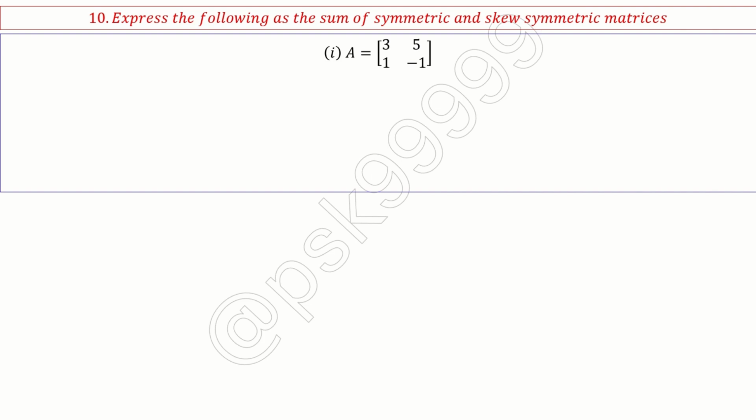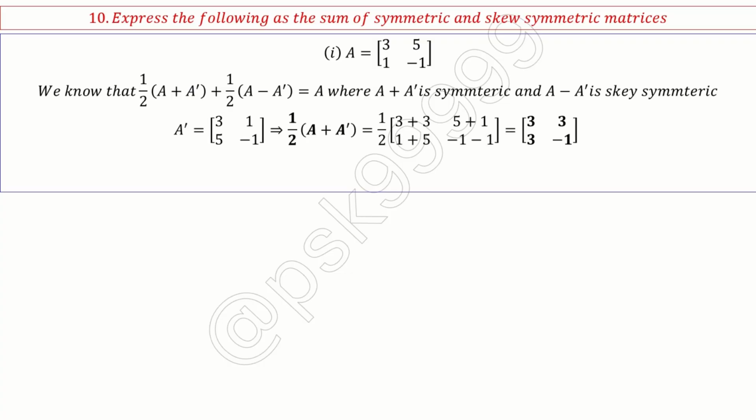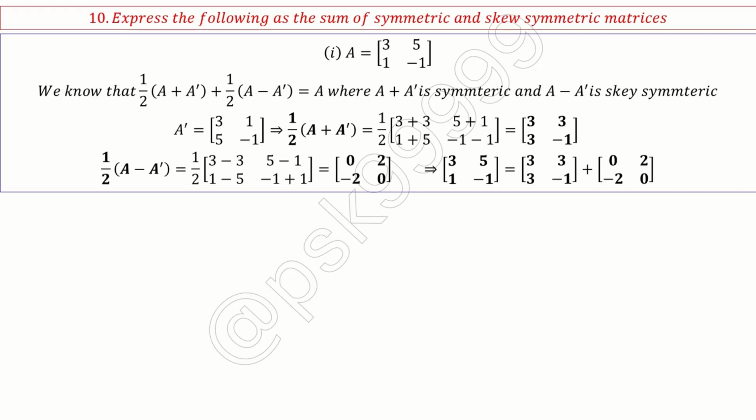A is given. You should express in terms of half into A plus A transpose plus half into A minus A transpose. That's it. So first, half into A plus A transpose is 3, 3, 3, minus 1. Half into A minus A transpose is equal to 0, 2, minus 2, 0. Now I can verify that the sum of these two is equal to the original matrix, which is 3, 5, 1, minus 1. Correct? So I expressed A in terms of symmetric and skew symmetric matrices, two matrices.